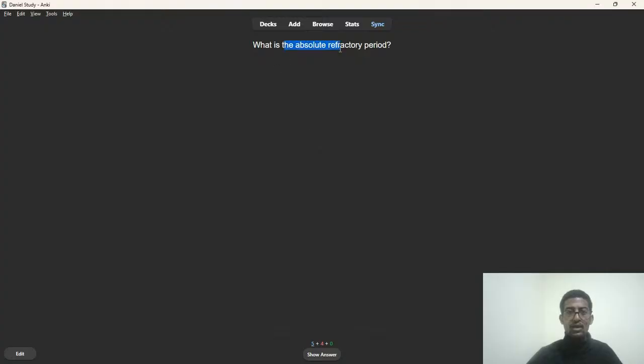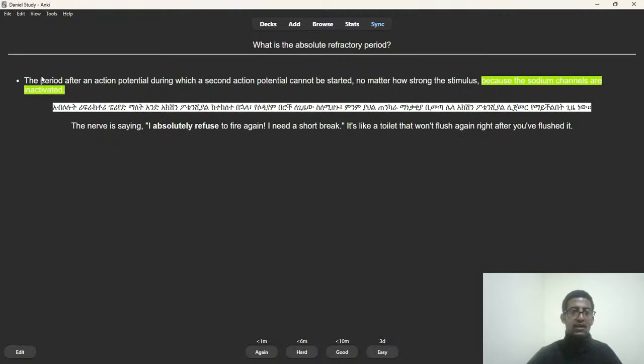What's the absolute refractory period? I have no clue what it is. And let's see. Oh, I remember this. A period after an action potential during which a second action potential cannot be started, no matter how strong the stimulus, because the sodium channels are inactivated.